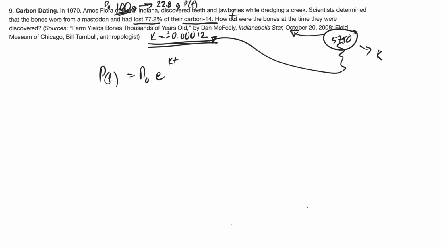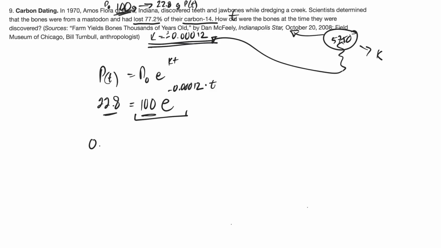Okay, so they say they started with 100%, and if they lost 77.2, they wound up with 22.8%. And notice those are percentages, but I could call them grams if I wanted a bigger number, like if I wanted to say 4,092 is my first number, I'd have to make sure I get 22.8% of that number to put here. But it's easier just to put the percentages. E to the, since this is a decay, I'm putting a negative 0.00012 times t.